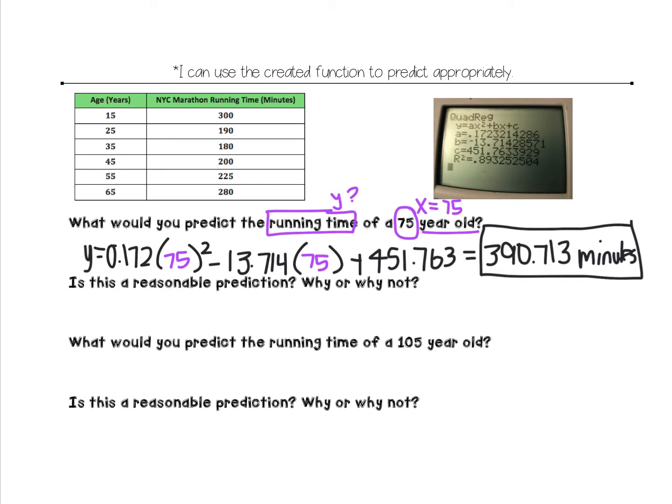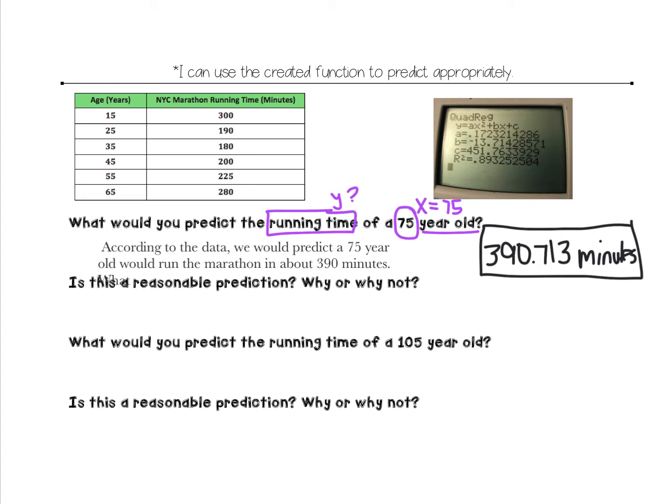So the sentence that I'm going to write, because I want this in context, is we're going to say, according to the data, we always want to start with that. So according to the data, we would predict a 75-year-old would run the marathon in about 390 minutes.